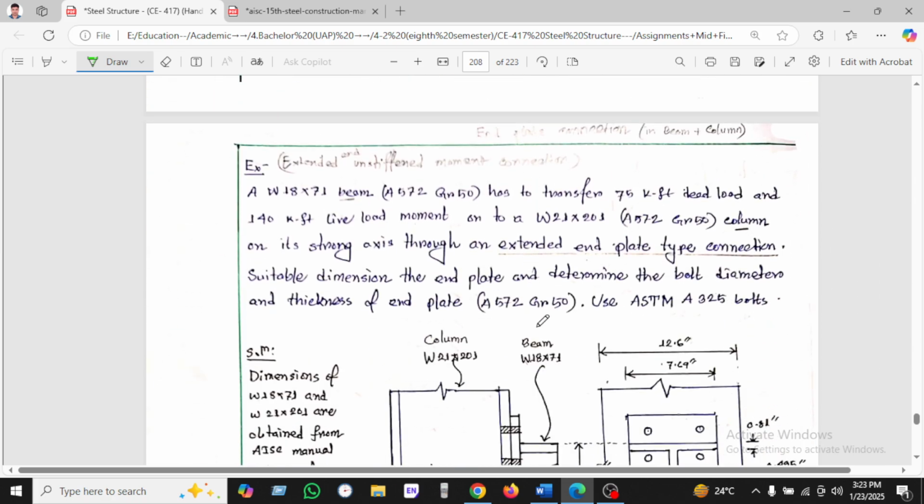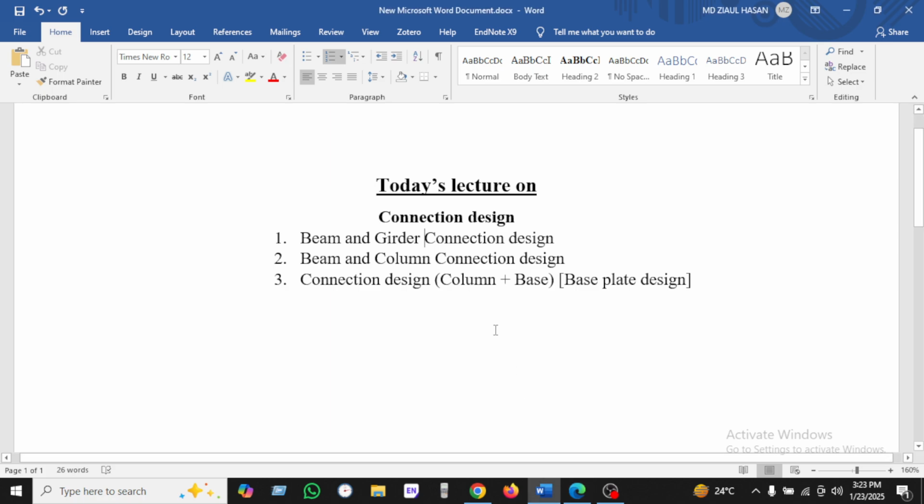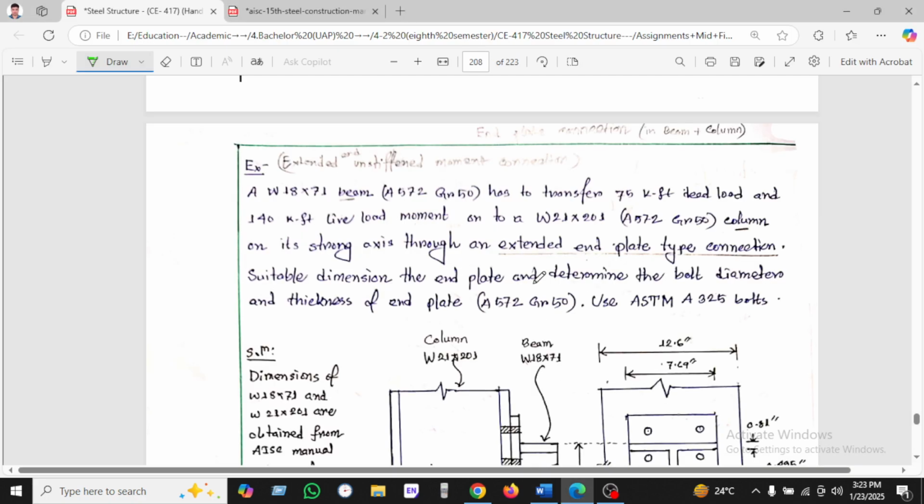So let's see another example. Last time we completed beam to beam, or beam to girder connection. Now we'll see the beam to column connection.